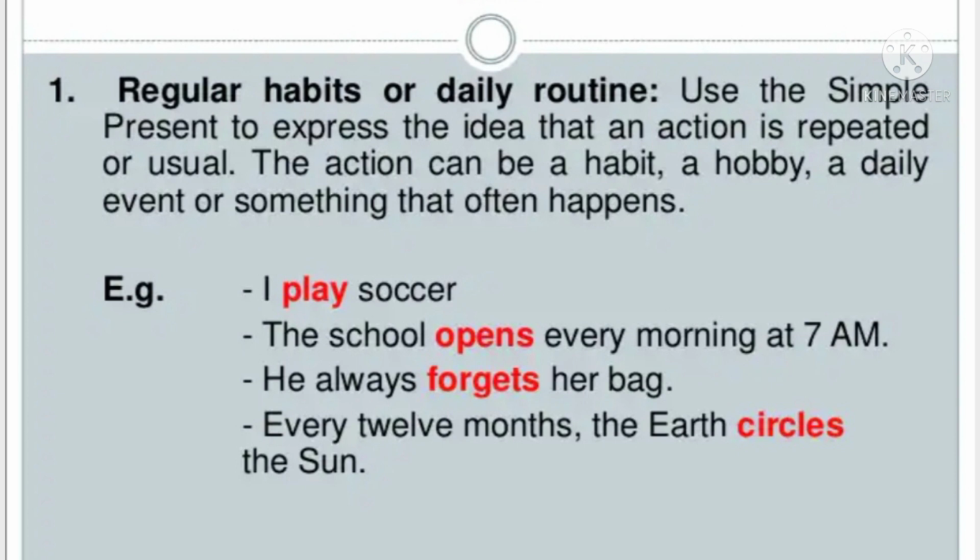He always forgets her bag. Here it means usually it happens. Every 12 months, the earth circles the sun. Okay, here it happens regularly in every 12 months. So in order to say about a regular habit or daily routine, we use simple present tense.